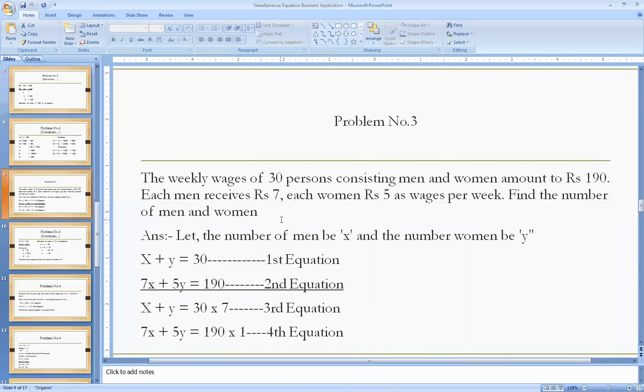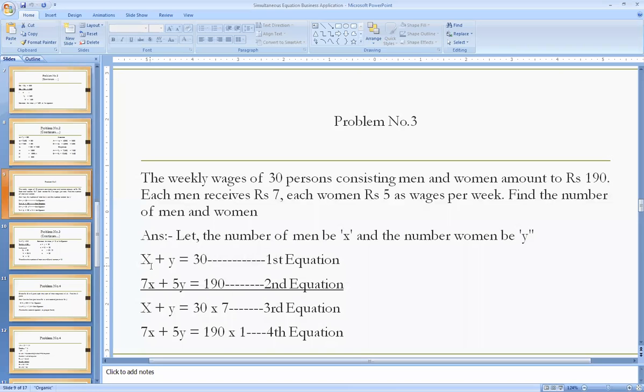Here they have asked us to calculate how many men and how many women there are. Men plus women together are 30, and the weekly wages for men plus women together are 190. Each man receives rupees 7, and each woman receives rupees 5. We need to calculate how many men and women. Here we assume men to be the x variable and women to be the y variable. So we have to frame two equations.